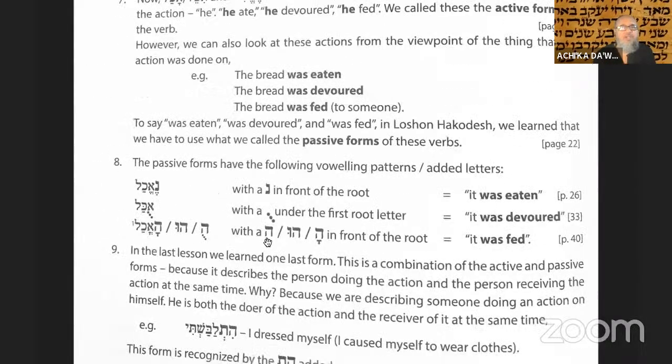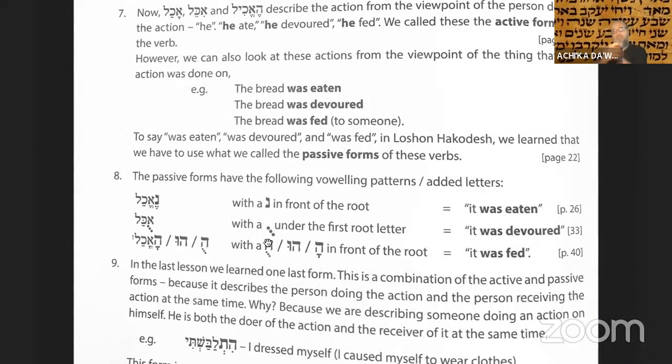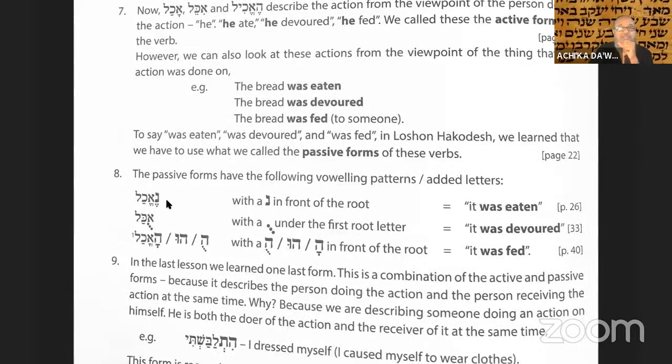So, also, we understand from it being a past tense, they went over the active way that something can be done, but also the passive way that something can be done. Which means, for example, we say "was eaten" or "was devoured" or "was fed" in the Lashon HaKodesh, which is the set apart tongue. We learn that we have to use what we call the passive forms of these verbs. Basically passive means you're not actively doing the action, but you're looking at it from the perspective of that which the action was done upon.